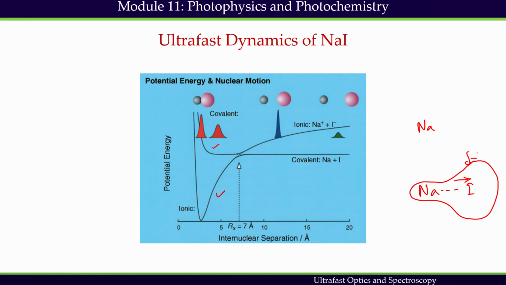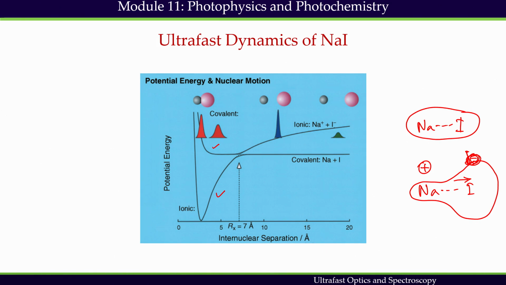That's why it gets I minus and sodium plus. And here covalent means the electron density is equally shared. So these are two different natures of bonding, and the extent of ionic contribution and the extent of covalent contribution all contribute to the overall bonding of any molecule. NaI particularly is an example where the ground state shows an ionic potential and the excited state shows a covalent potential. Both curves create an avoided crossing at an internuclear separation of approximately 7 angstrom.